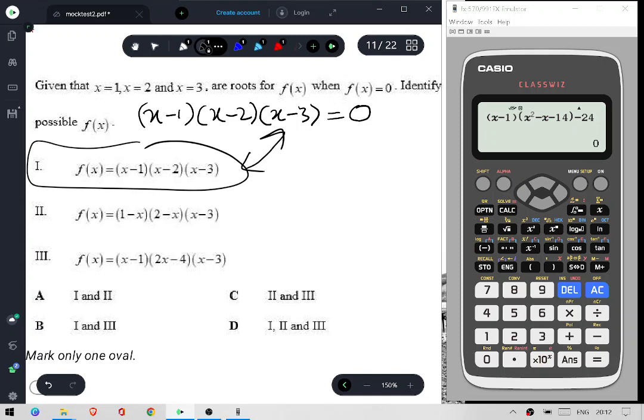For example, the second one. If you look at the first bracket over here, 1 minus x. How to get this one? Easy. We multiply the first factor by -1. Depan ni je. Okay, multiply by -1, kita akan dapat 1 minus x.